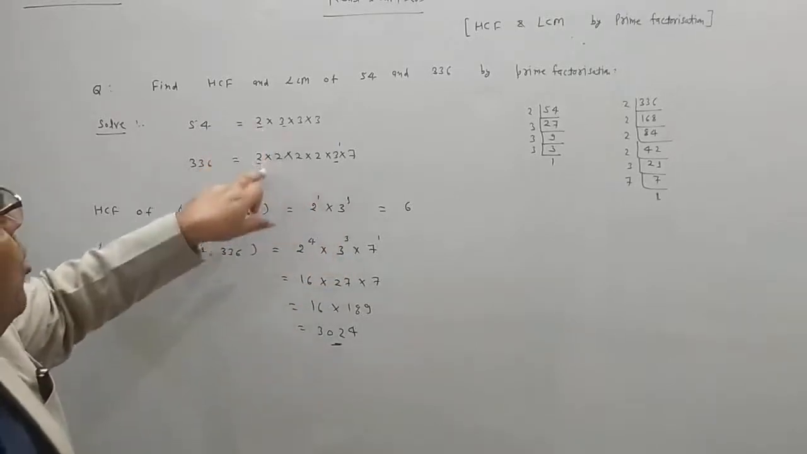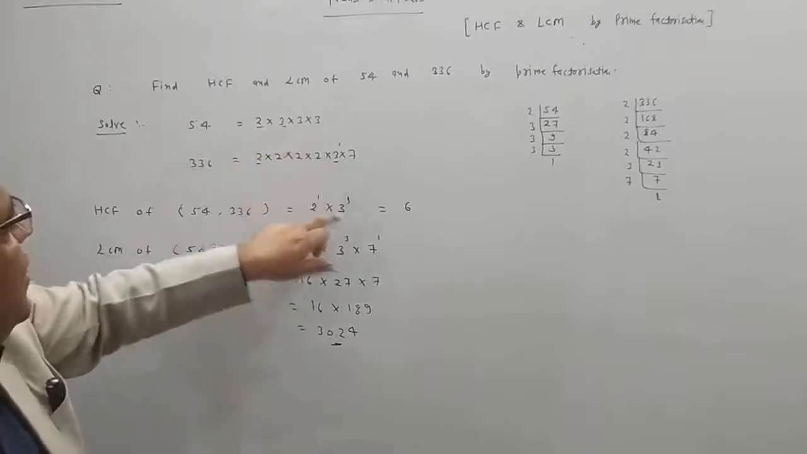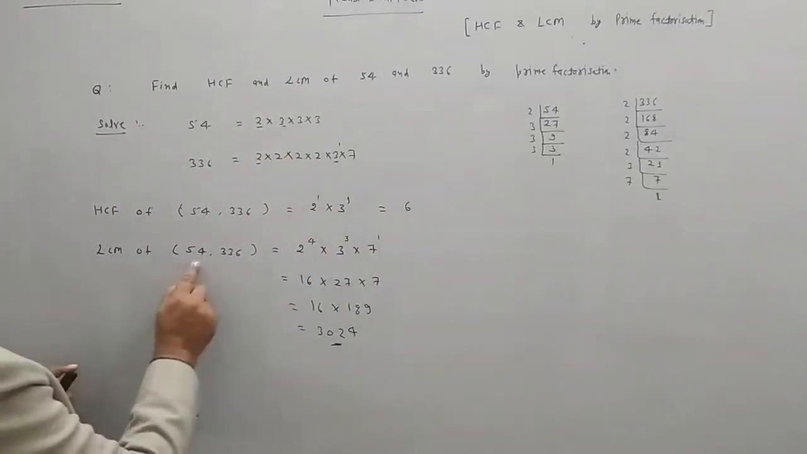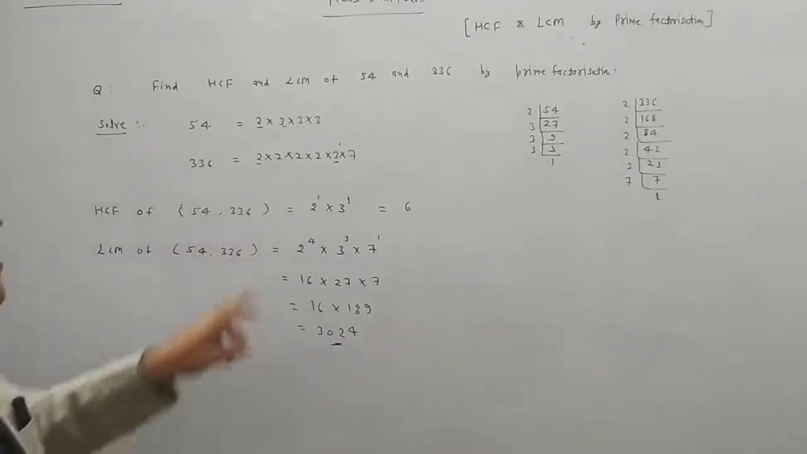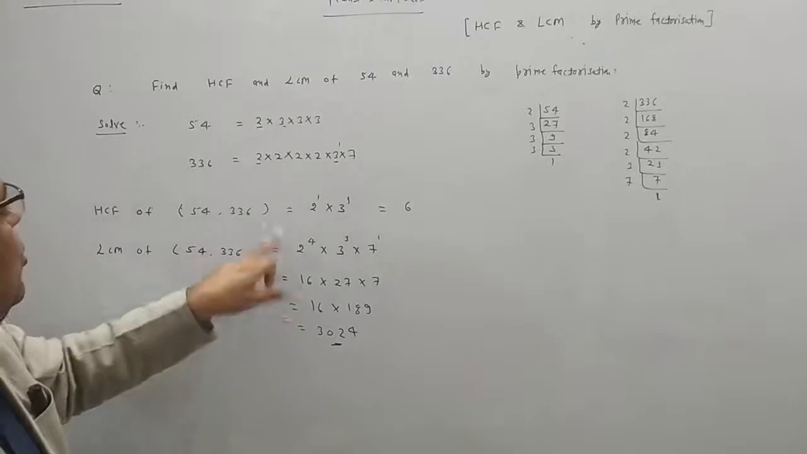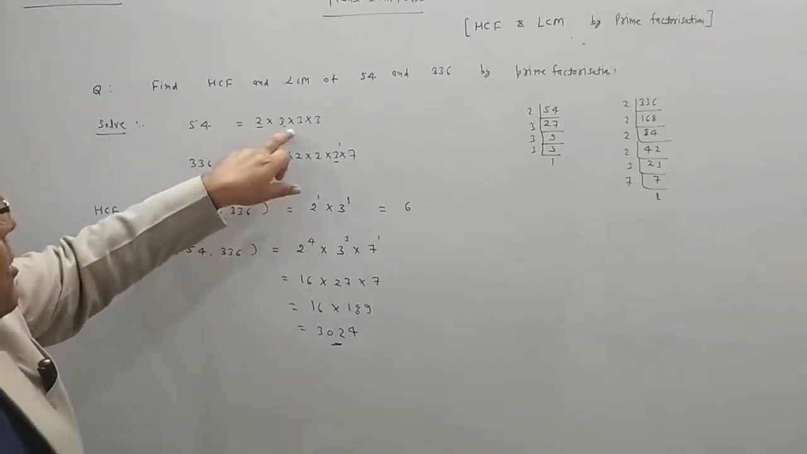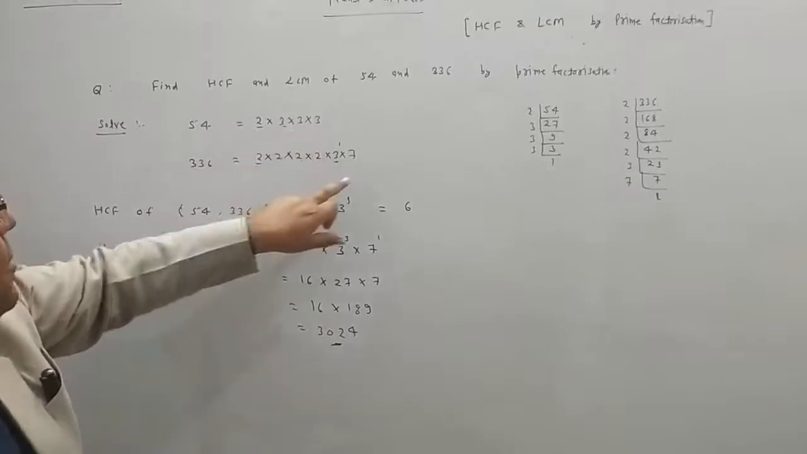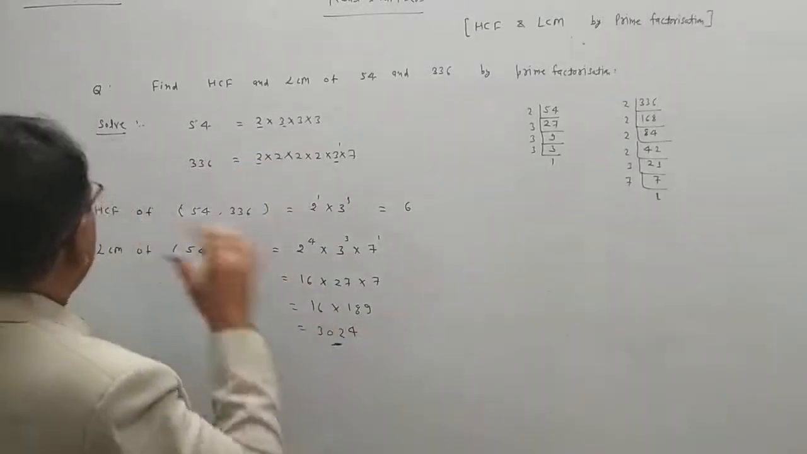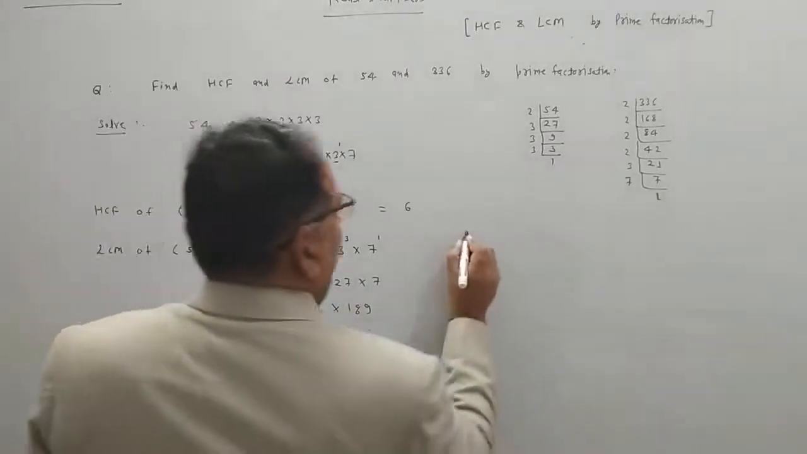So 2 is common there with single power and 3 is also common there with single power. So 2 into 3 is 6. And in the LCM we take the highest power of each prime factor present in the numbers. So 2 is present there with highest power 4, 3 is present there with highest power 3, and 7 is present there. So this is the LCM of these numbers.